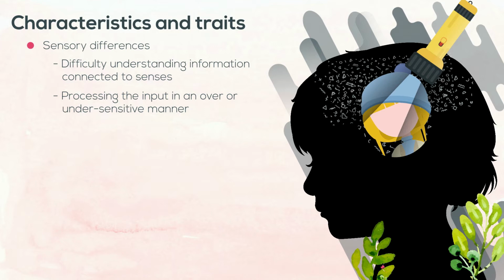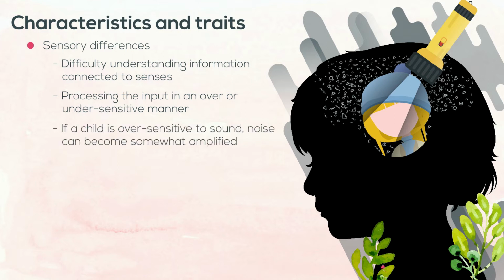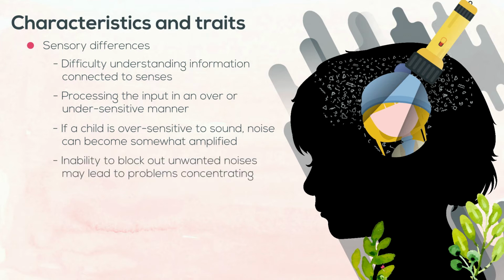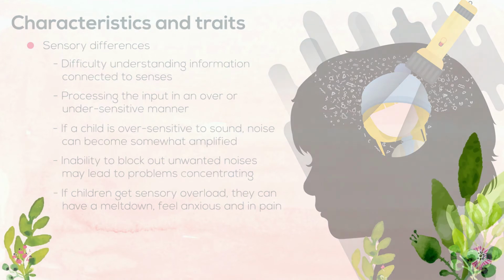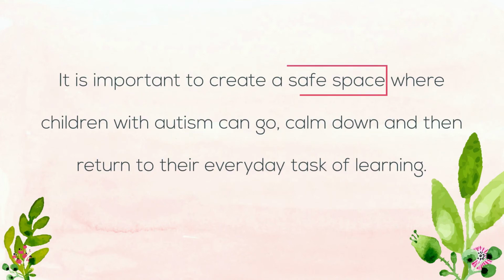Let me provide an example. If a child is oversensitive to sound, noise can become somewhat amplified and garbled to them. Thus, their inability to block out unwanted noises may lead to problems concentrating and focusing in class. And if children get sensory overload, they can have a meltdown, feel anxious and in pain. It is therefore important to create a safe space where children with autism can go, calm down, and then return to their everyday task of learning.